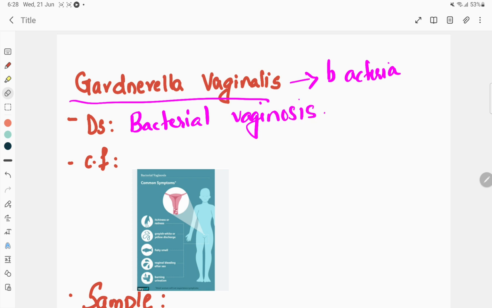What are the clinical features? What will the women complain of? The lady comes to you and tells you that there is itchiness or redness in her genital region. There could be a white discharge or a yellowish discharge coming from there, a fishy smell from there, vaginal bleeding after sex, burning urination. So, all these are the clinical features of bacterial vaginosis.